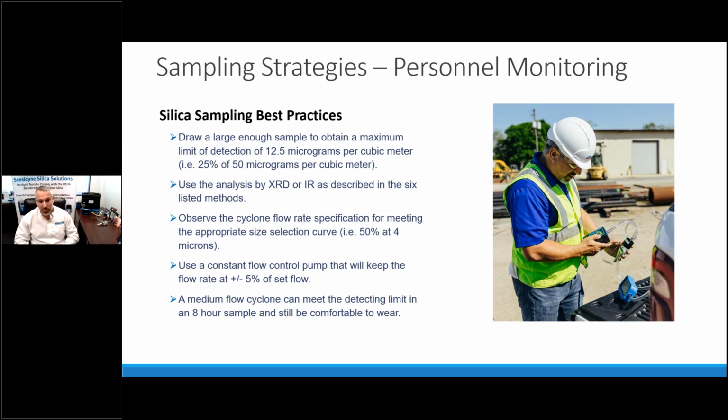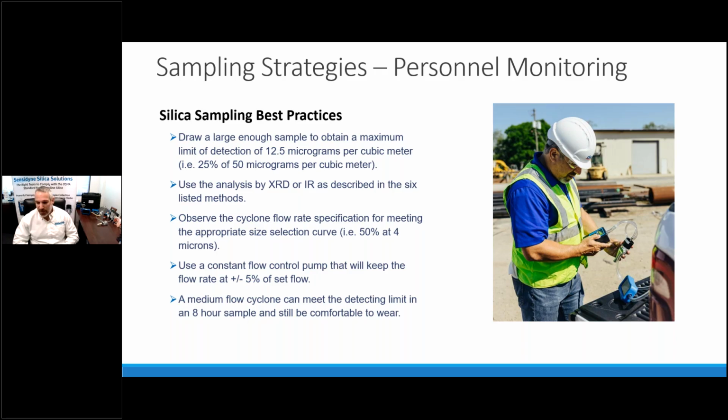It's important that you use a constant flow control pump that will keep the flow rate within plus or minus 5% of that set flow. A constant flow pump, again, will adjust its flow rate as back pressure, this is the loading of the filter cassette, occurs. It's important that that flow rate adjusts appropriately to make sure that you're maintaining that size selection curve. And a medium flow cyclone can meet the detecting limit in an 8-hour sample and still be comfortable to wear.